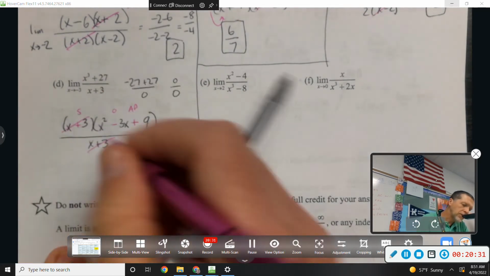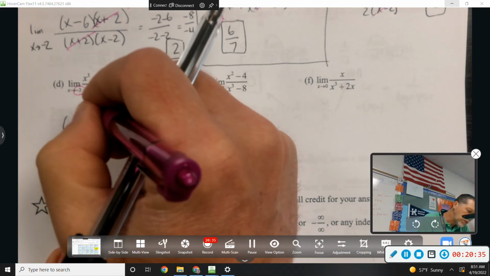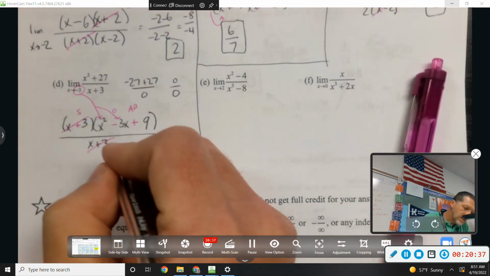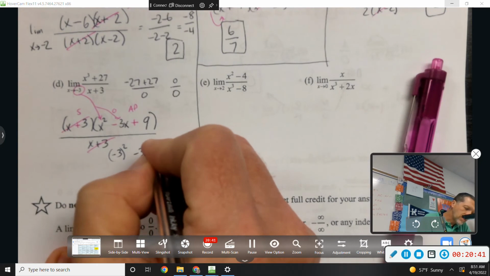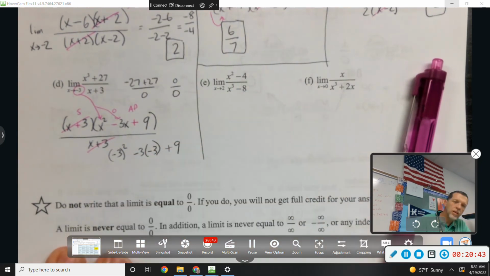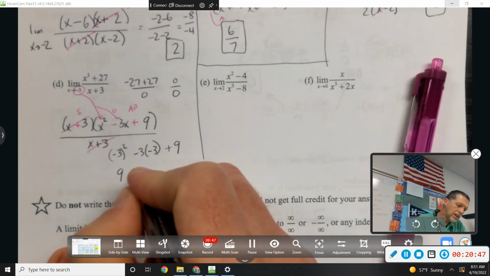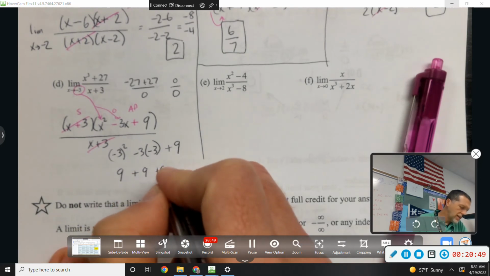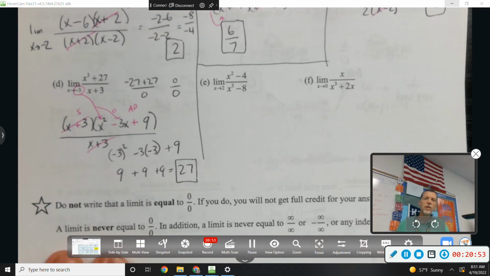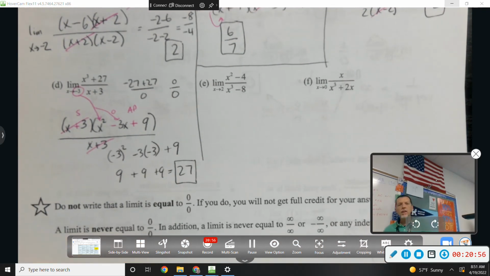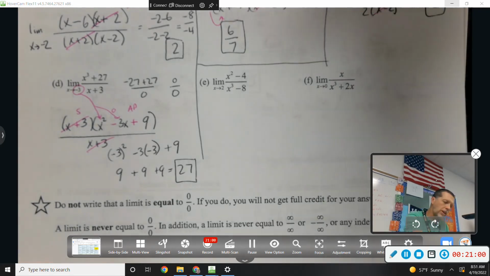The x plus 3's cancel. Now we can try substituting again. So negative 3 squared minus 3 times negative 3 plus 9. That would be 9 plus 9 plus 9, would be 27. E and F are just more of the same. We don't need to do E and F.